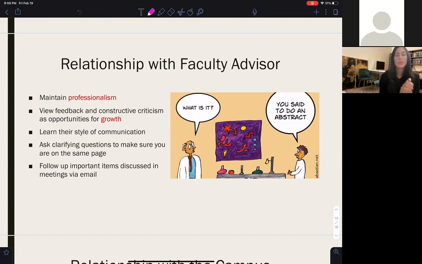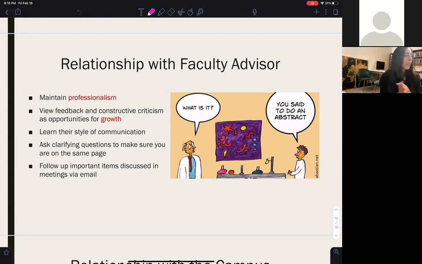Definitely learn to view feedback and constructive criticism as opportunities for growth. Basically, what I'm trying to say here is you need to have some thick skin. This is something I had to learn really early on. You will sometimes do work that you think is great, and it really may not be. And maybe sometimes you need to hear that. You also may have a different idea of what's being asked from you than what your advisor has. You might do some work and it just wasn't what was expected, and that's okay. You're learning to communicate with this person.